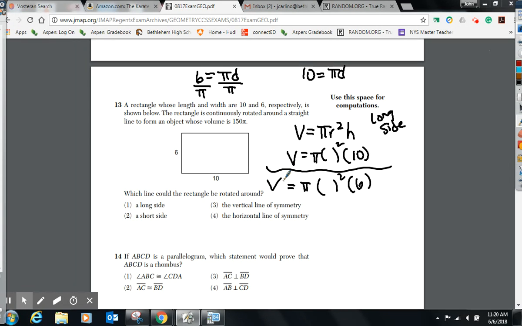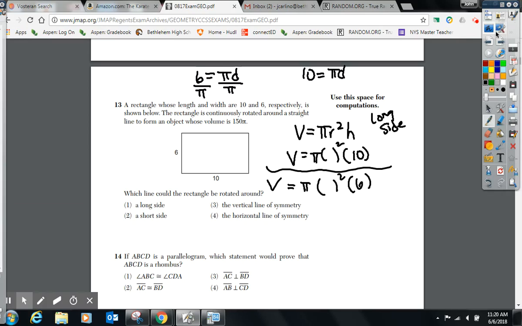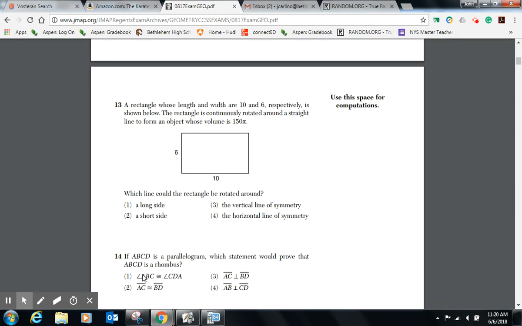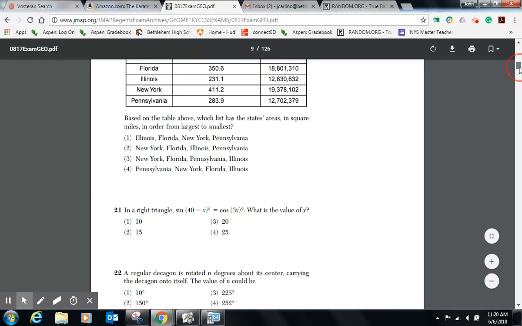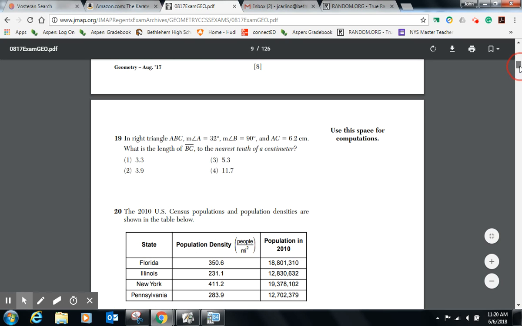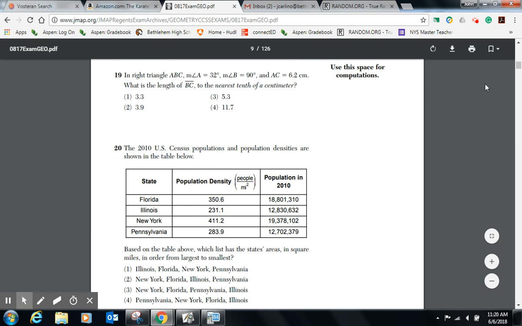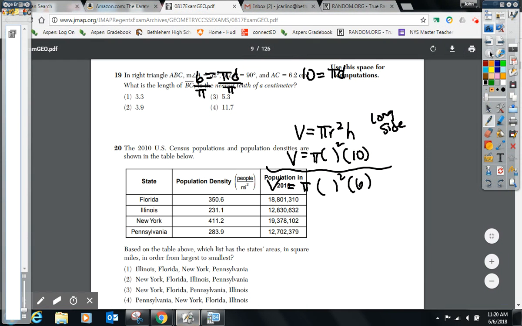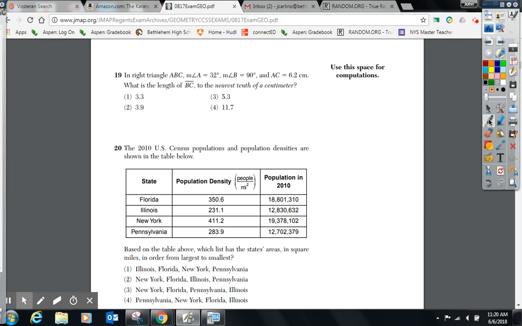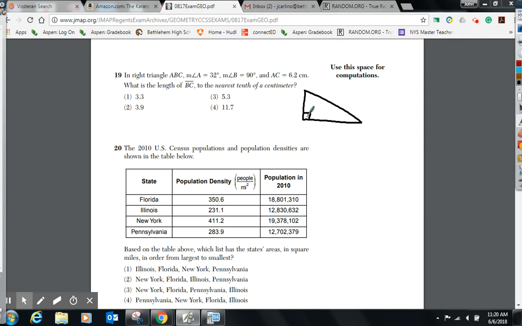Nothing else there? Yep, Hugh? Oh, you think it's 19, okay. SOHCAHTOA again? Except now you're finding a side instead of an angle measure, so I shouldn't be using my inverse button. So what do I got? C, B, A, C. Angle B is the 90, AC 6.2. Angle A 32. What's the length of BC?